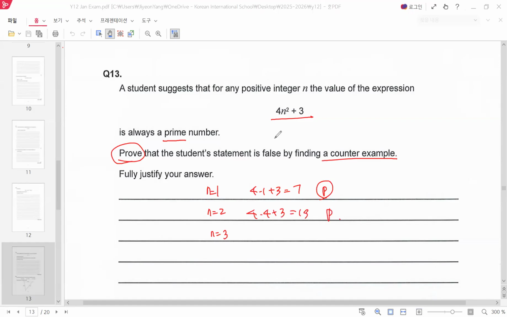n equals 3, 36 plus 3 equals 39, is divisible by 3, right? Which is not a prime number. Therefore, the statement is not true.